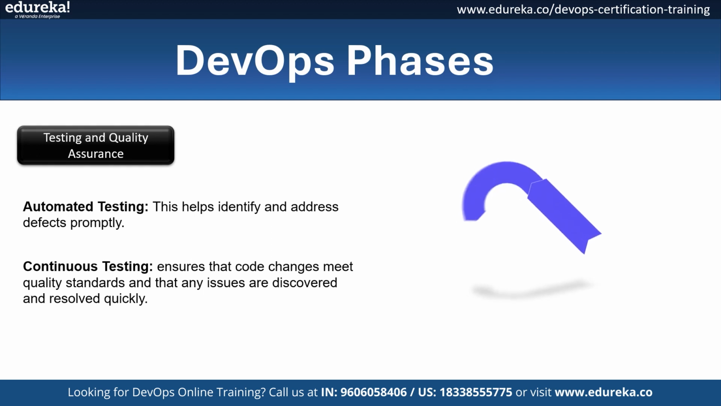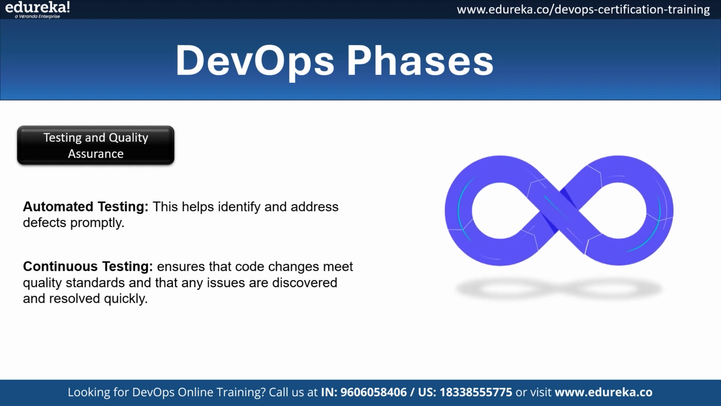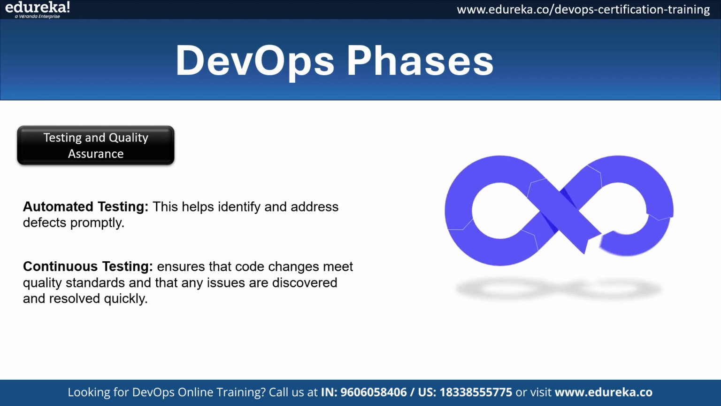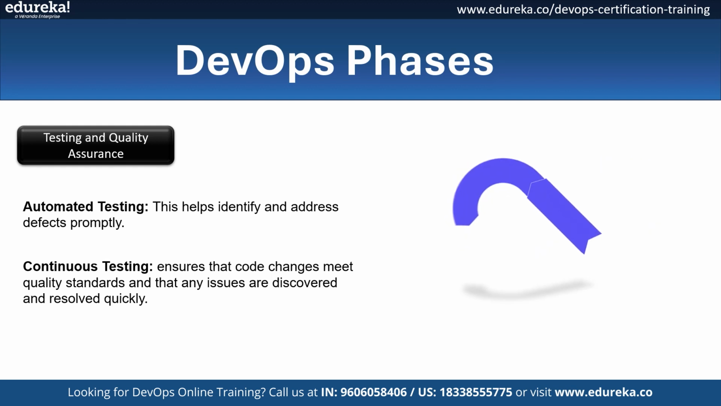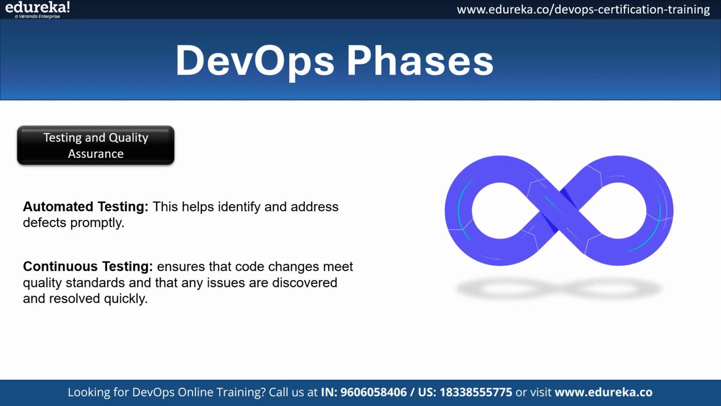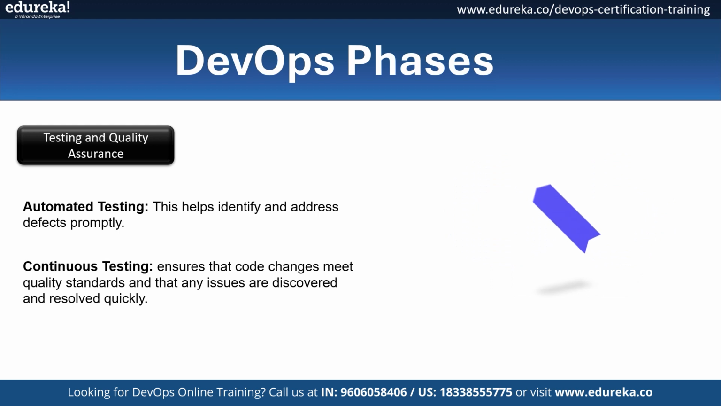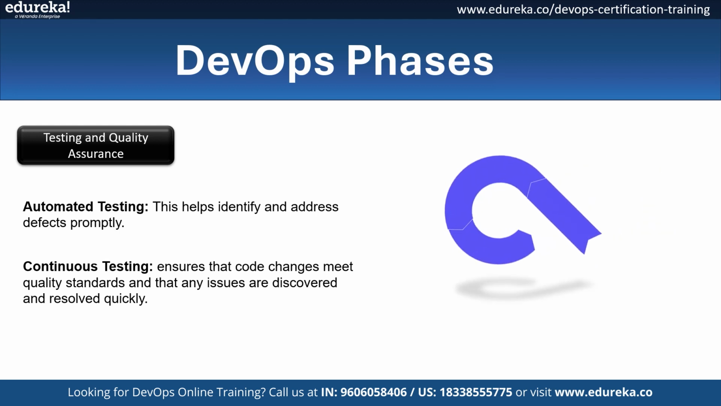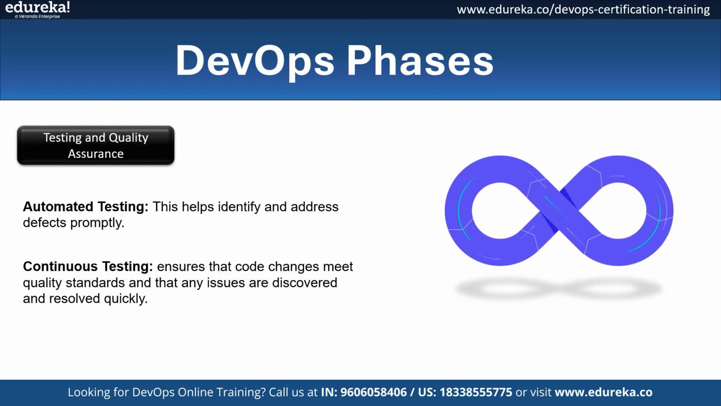After development comes the testing and quality assurance. In DevOps, we have automated testing, which includes unit tests, integration tests, and end to end tests that is integrated into the CI CD pipeline. This helps identify and address defects promptly. Well, this is not the end. The code always undergo continuous testing. Here, continuous testing ensures that code changes meet quality standards and that any issues are discovered and resolved quickly.